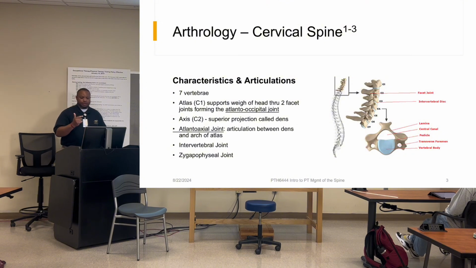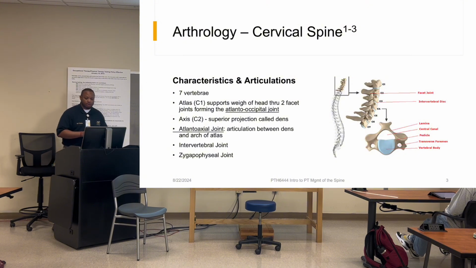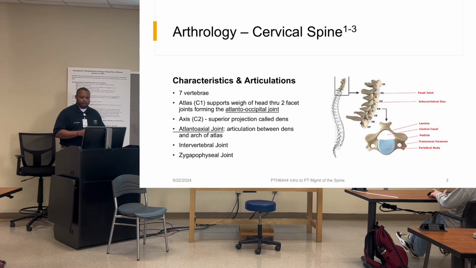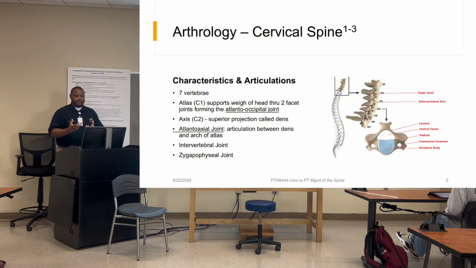CO, C1, and C2 are actually referred to as the suboccipital spine or suboccipital region. Who could tell me what CO is? If you think about the occipital bone, what osseous structures of the occipital bone articulate with the atlas?